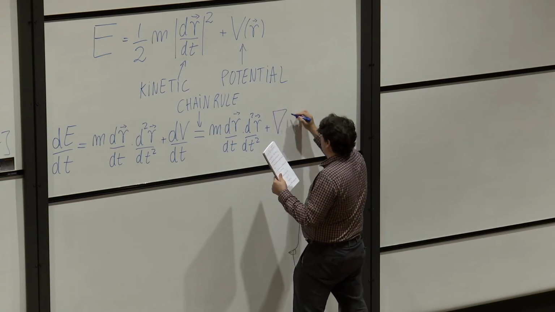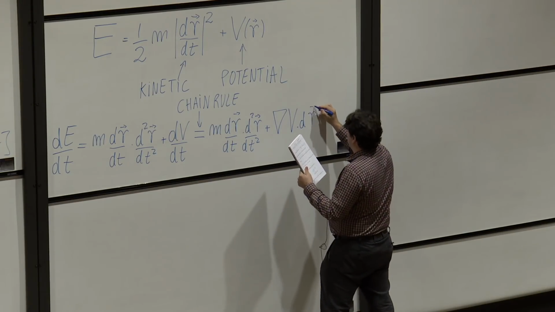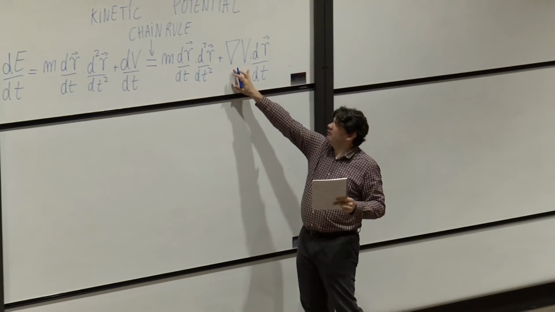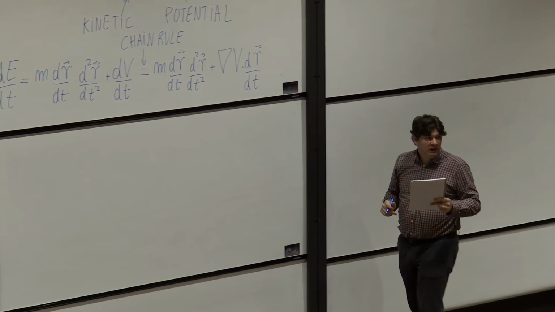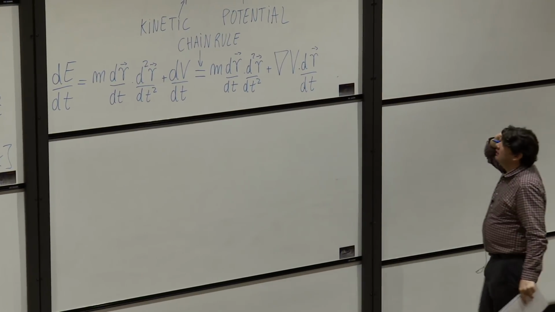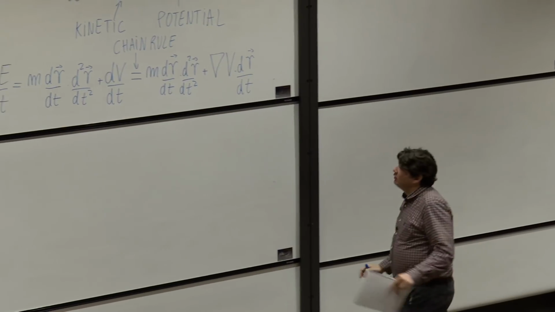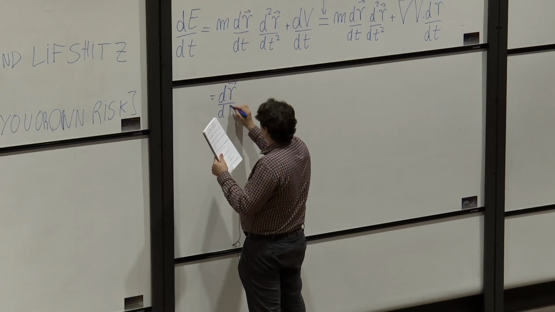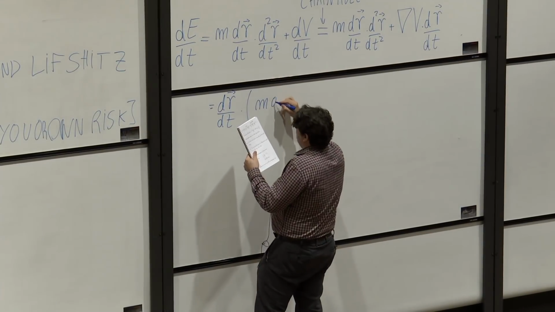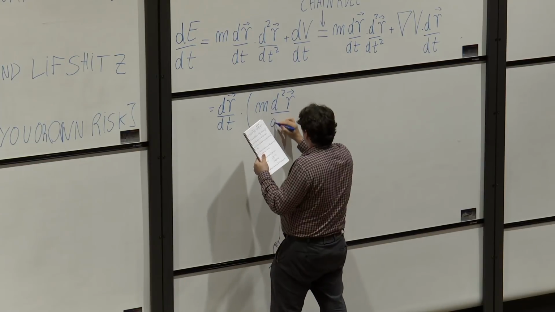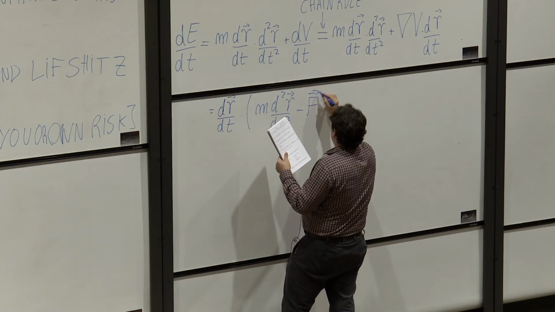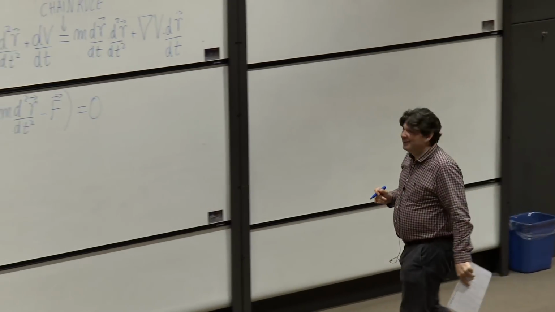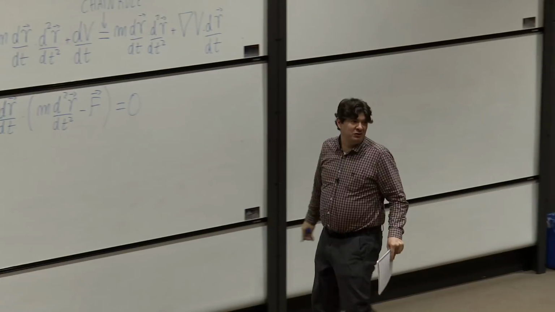Plus the gradient of V dot dr/dt. This is a vector, and we take the dot product of this vector with dr/dt. But we remember that by definition of potential, the gradient of the potential is minus the force. So this is equal to dr/dt dot m times the second derivative of r with respect to t, minus the force. But our friend Isaac Newton tells us that this is actually zero. So the dot product with zero is zero. So the energy is conserved. Is that okay?